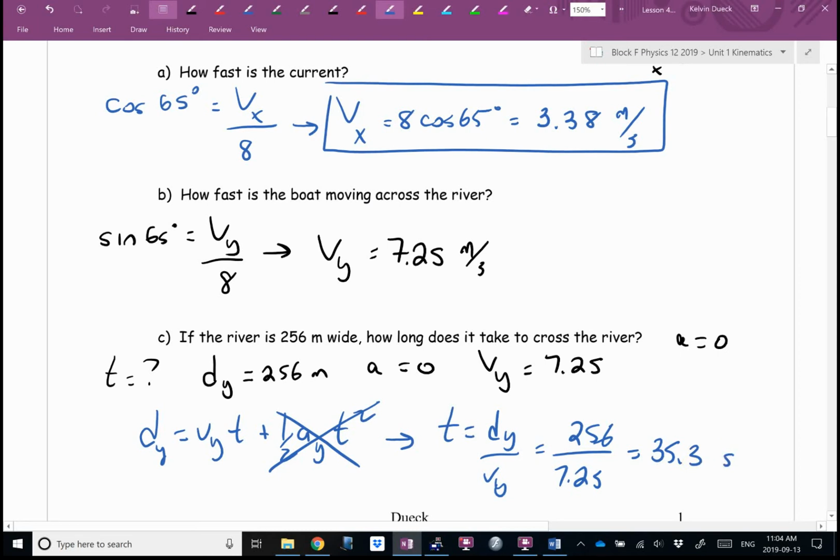Units, seconds. We don't ignore the current, but we only use it if that was an X, because the current is an X. They're completely independent of each other.